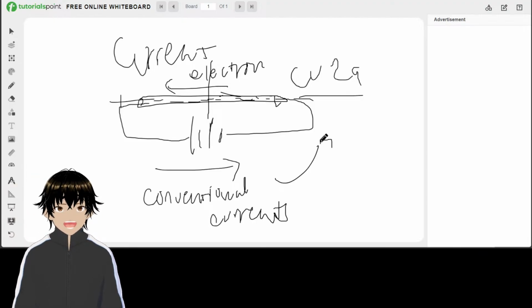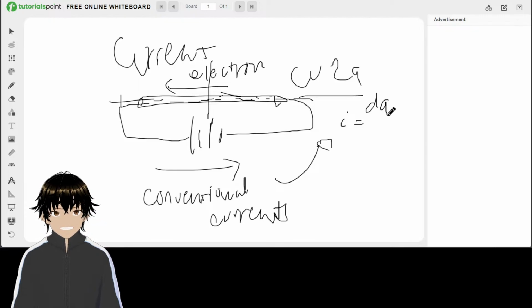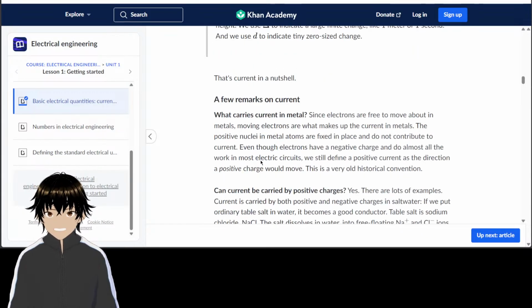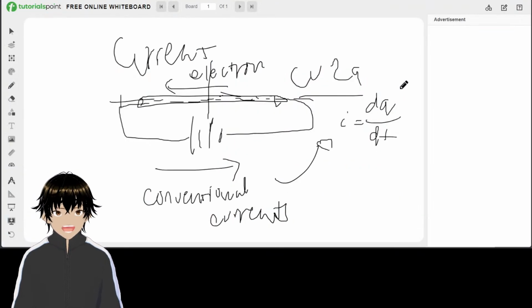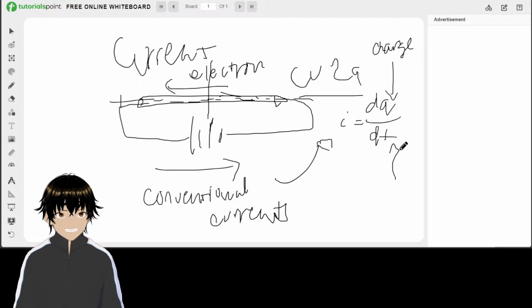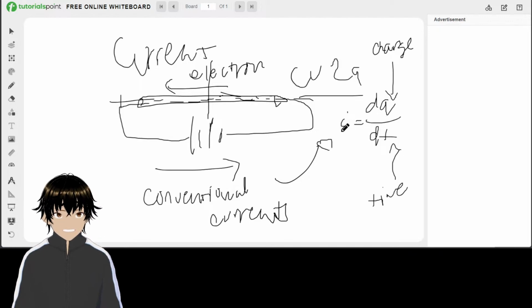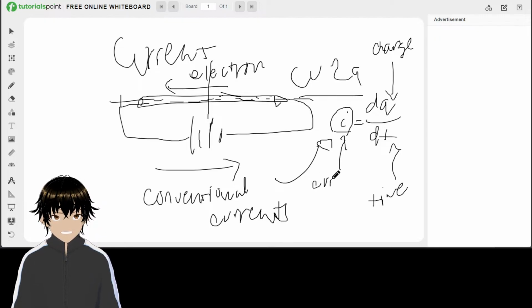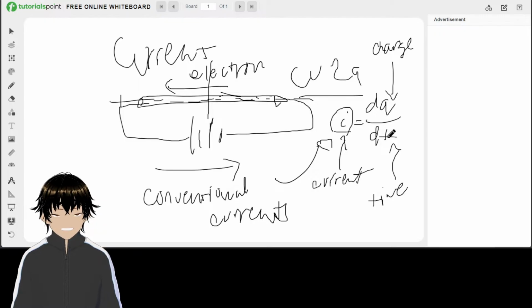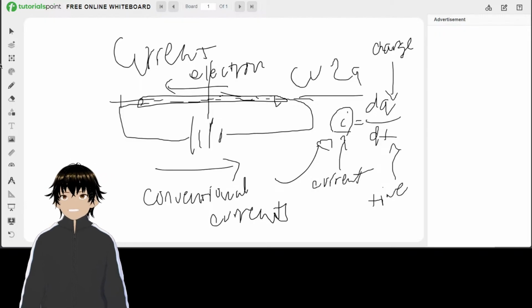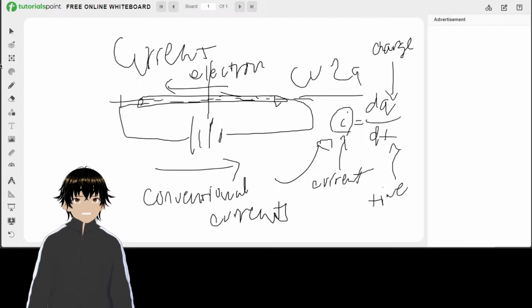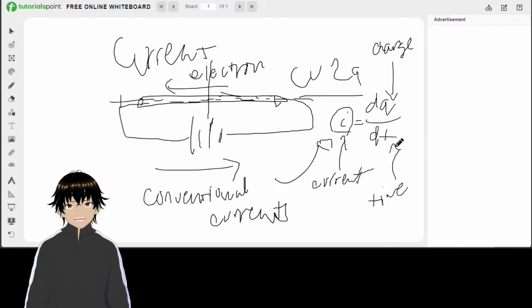We can also derive currents as this derivative right here. We got I equals dq over dt. Here Q means charge, and this is time. So current is basically just charge over time. I equals dq over dt.